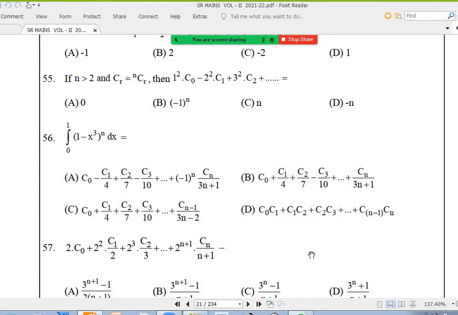Okay, 55. It can be written as sigma r equal to 0 to n r plus 1 whole square into NCR into minus 1 whole power r. Put r equal to 0, you'll get first term. Put r equal to 1, you'll get second term. Put r equal to 2, third term. Because you are getting alternative plus minus, I wrote minus 1 whole power r NCR into this. Okay, we can easily look at the pattern and tell that.